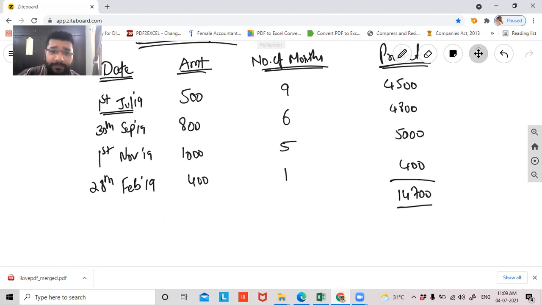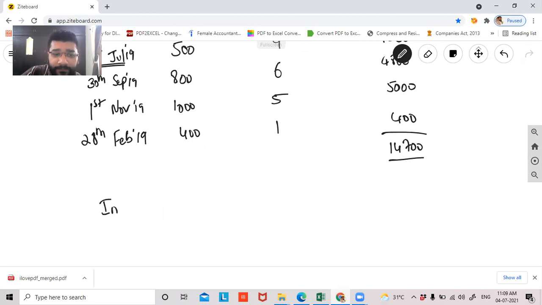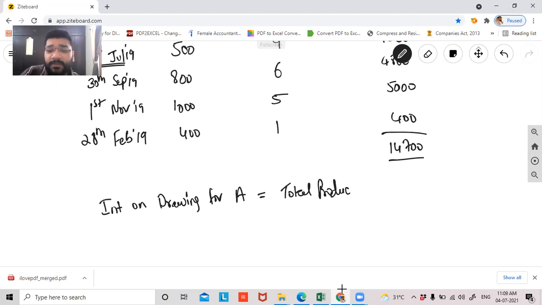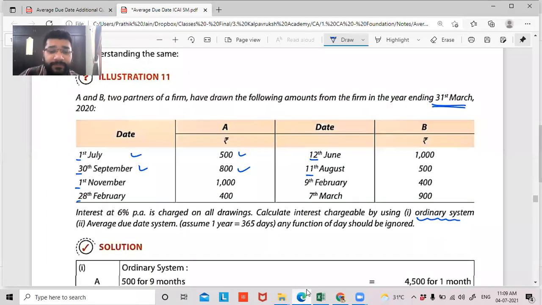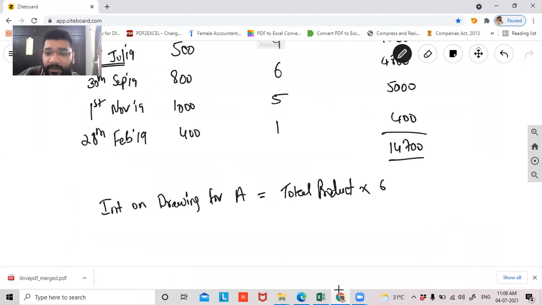Now tell me, guys, what is the formula for calculating interest on drawing? Interest on drawing for A is equal to, please tell me the formula, guys. Total product into the rate of interest, 6 by 100, then into 1 by 12. Guys, be very careful. 1 by 12 because we took months. If it was days, then we would have taken 365. So you have to be very careful. So what is the total product, guys?